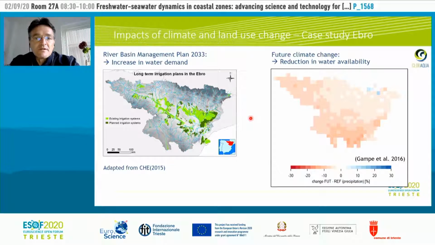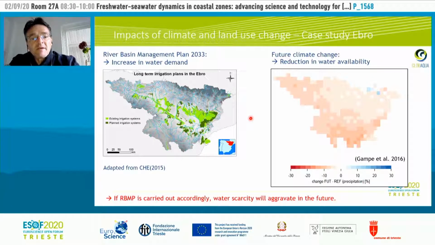that is composed of a broad set of available climate model data. And you see that the precipitation is likely to decrease in the range of 10 to 20%, maybe as compared to a reference period of these times right now. And so we have a reduction in water availability. So very obviously, there's a contrast: increase in water demand and reduction in water availability. And so if this river basin management plan is carried out accordingly, then water scarcity in the region will aggravate. It's undoubtedly so. So that must be considered in making future plans for water management in the region.